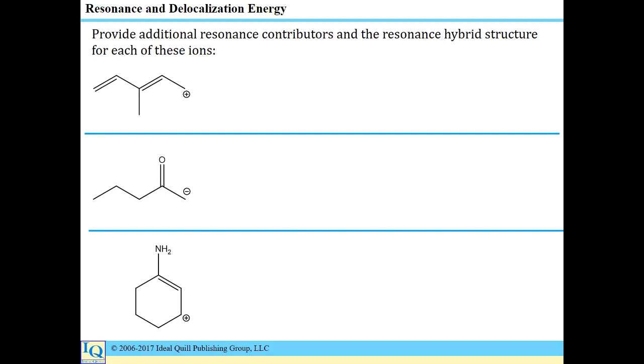Our first problem deals with resonance and delocalization energy. We're given a series of ions and asked to produce additional resonance contributors and to draw the resonance hybrid structure for each ion.